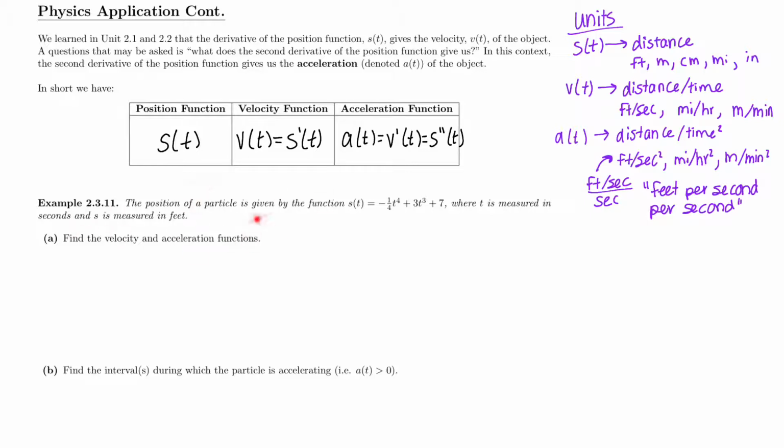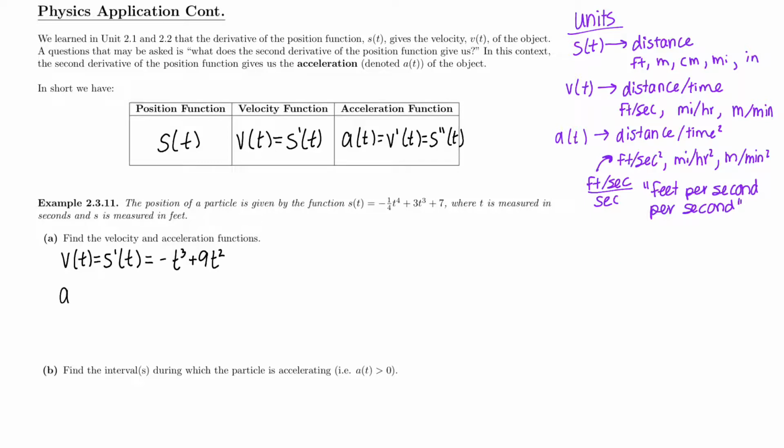So if we have a particle and we have its position function, and t is measured in seconds and s is measured in feet, find the velocity and acceleration functions. To find the velocity function, we take the derivative of the position function. So 4 times 1/4 is just 1. So that would be negative t cubed, because the negative will stay, but the 1/4 and the 4 cancel. 3 times 3 is 9, so we have plus 9t squared, and the derivative of 7 would be 0.